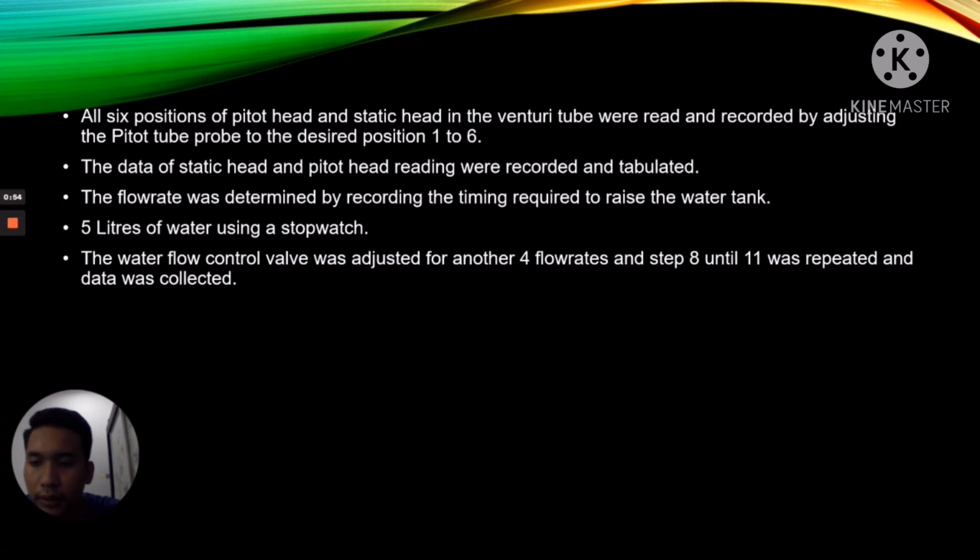So the final step is the water flow control valve was adjusted for another 4 flow rates, and steps 8 until 11 were repeated and data was collected. So that is from me.